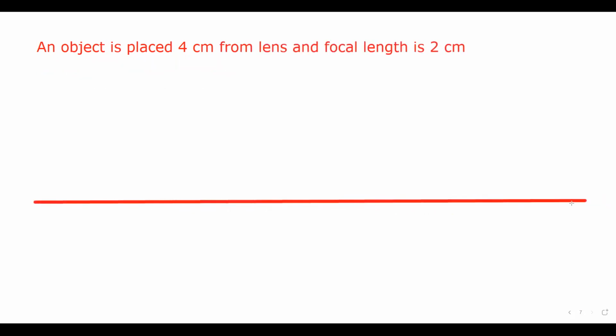This is a principal axis. First you will draw a principal axis, an imaginary line. In reality it's not real, this is an imaginary line, the principal axis. Then you will mark the position of the lens and draw a dotted line. That's the position of the lens. Now the focal length is 2 centimeter. So using a ruler or scale, I will measure 2 centimeter and I will mark F.